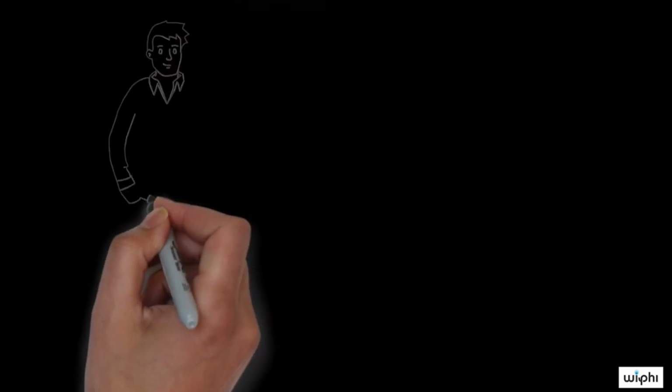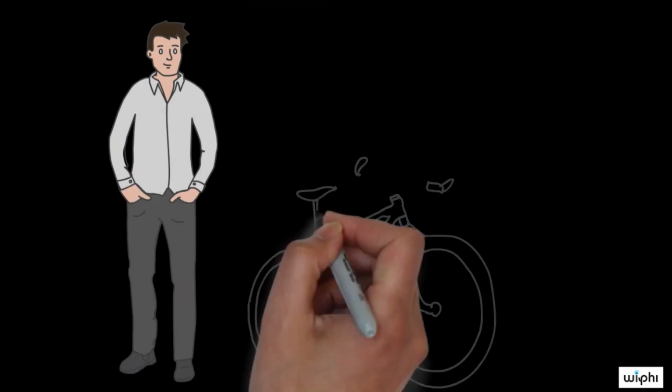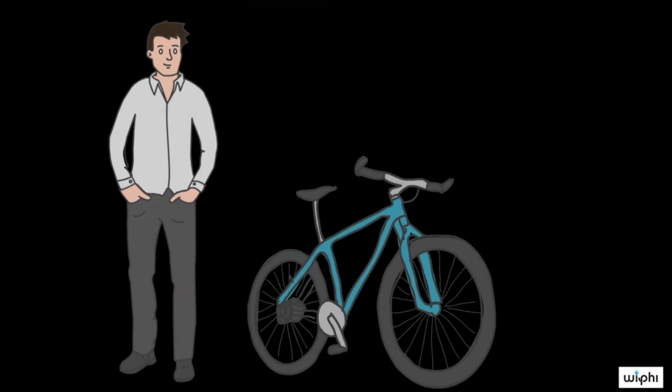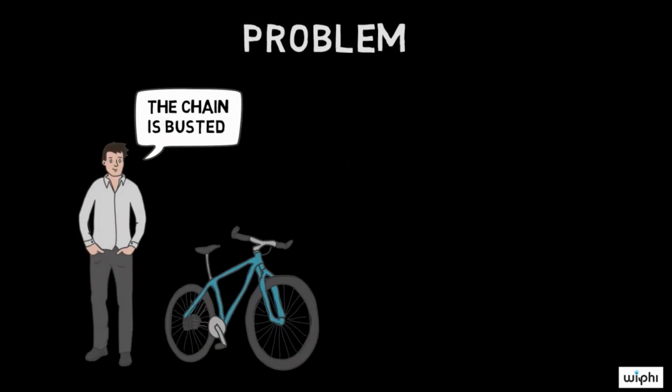Let's start with a problem. Suppose that one day I decide to work from home, and my roommate Alex asks to use my bike. And of course I let him. So he takes my bike and goes to work. Later that day, he returns home with my bike. Only the chain is busted.